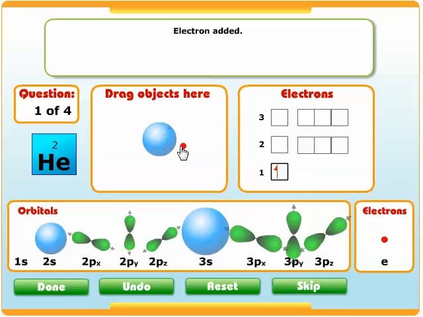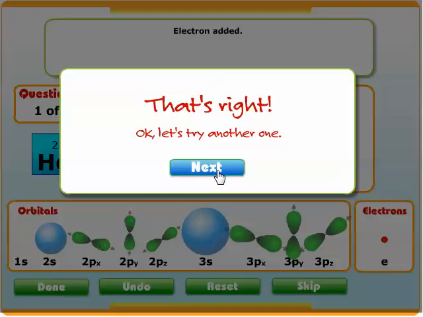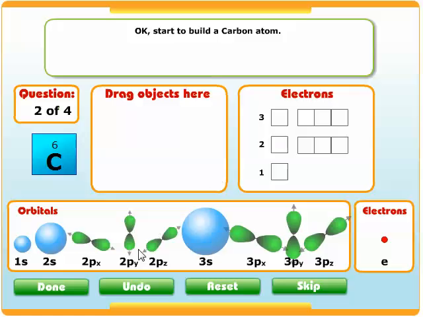So I'm going to add in a second electron into this orbital. And you can see them bouncing. They're actually crossing each other, bouncing in opposite directions. And this is indicated in the orbital notation right here with one arrow pointing up and one arrow pointing down. We're perfect. Okay, so let's try another one.